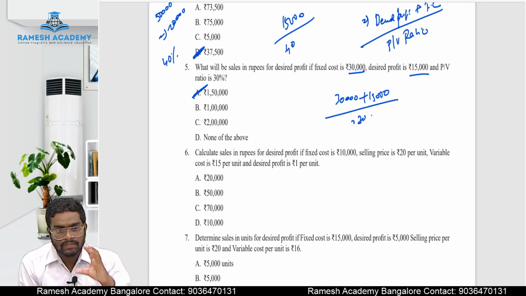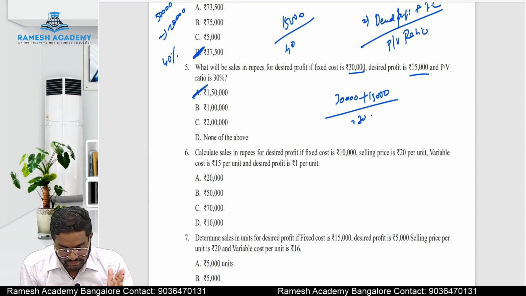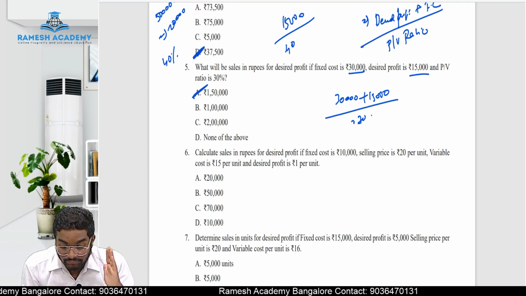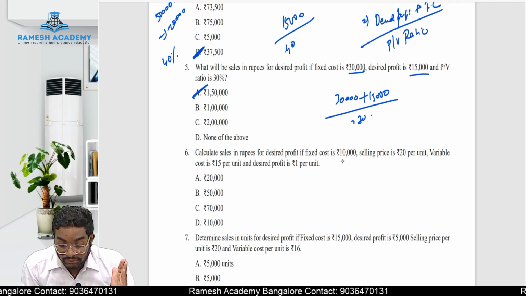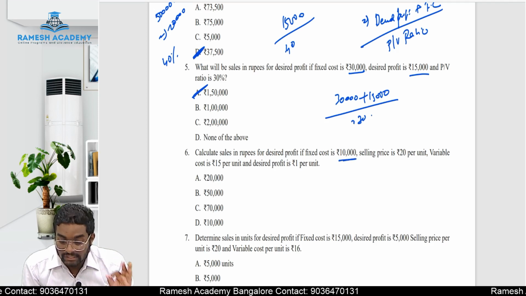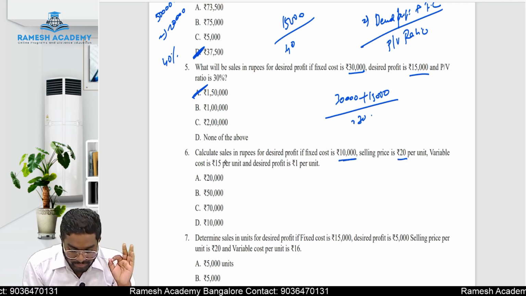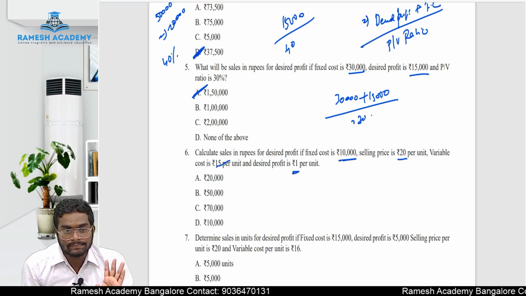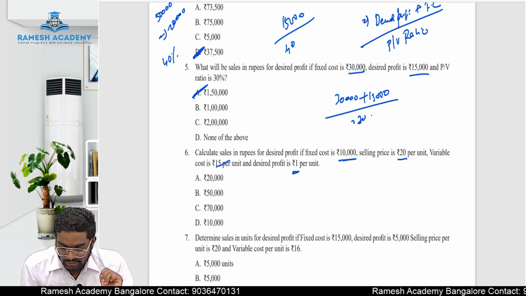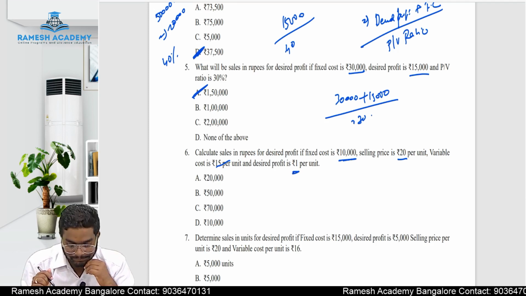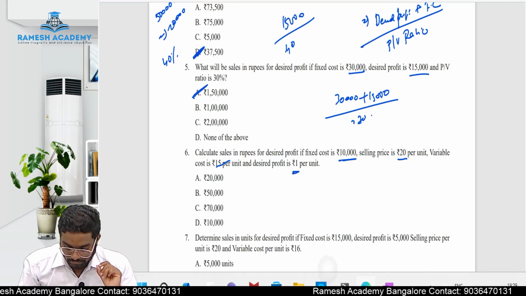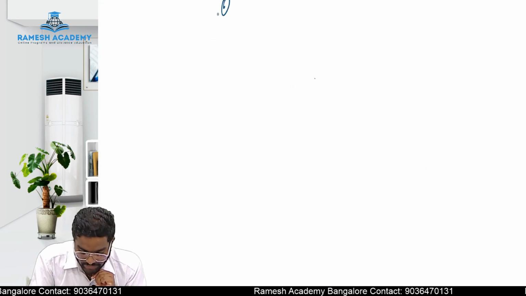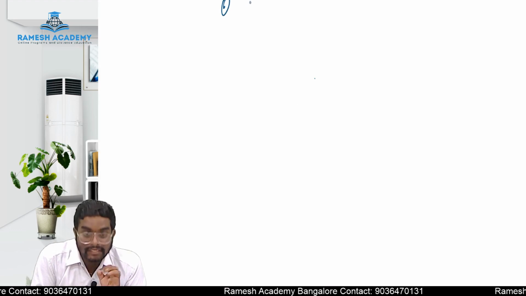Sixth question, we have to use some algebraic formulas here. They are telling us to calculate the sales in rupees for desired profit if the fixed cost is 10,000, selling price is 20 rupees, variable cost is 15 rupees and the desired profit is 1 rupee per unit. Understood? We don't have the sales here. So now we will calculate. For the sixth we will have a working note. First we will write the income statement.